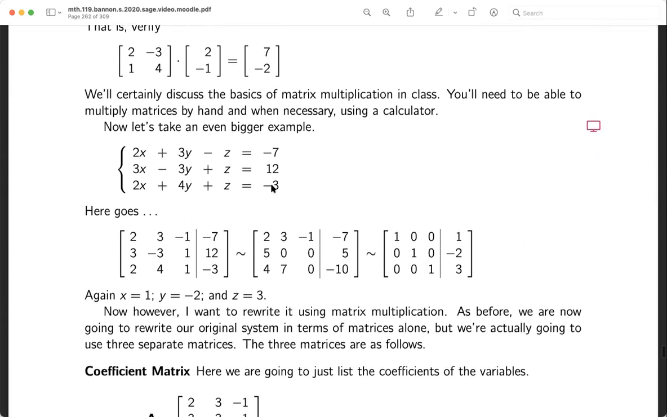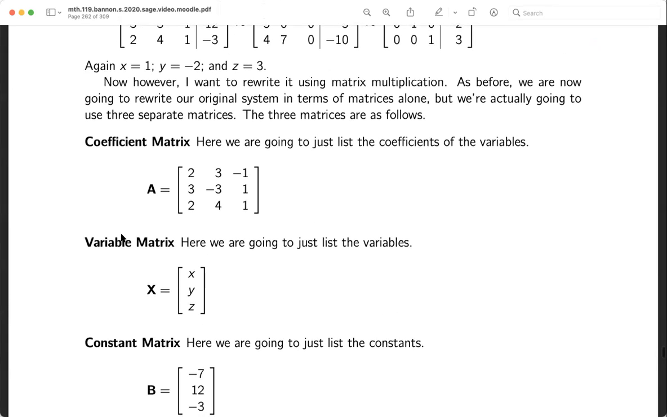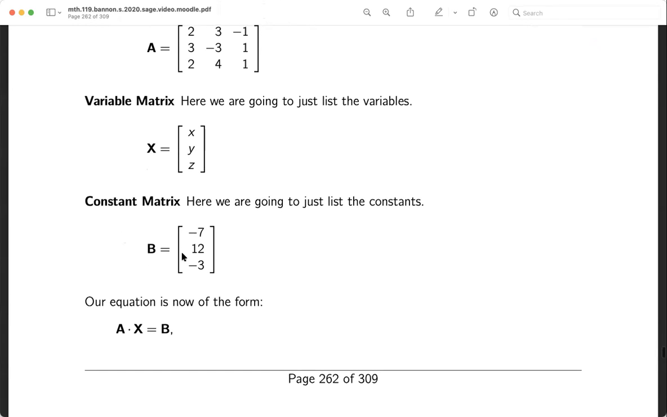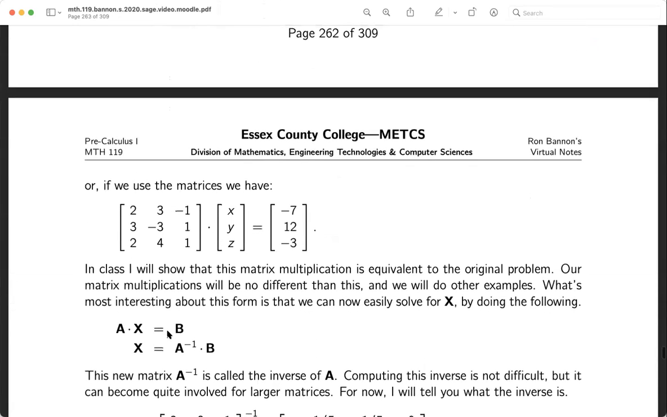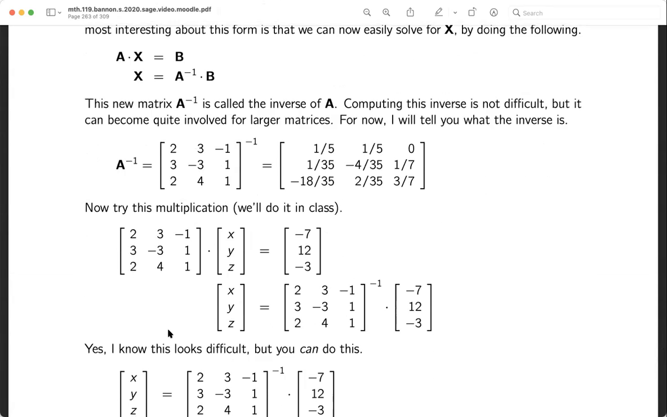Right. So we talk about other systems, which get bigger and more nasty. I do like this reduced row echelon form. It's easy for me to do, and I really do like it. But I want to point out, we do need to learn something different. What are we going to learn? Coefficient matrix, variable matrix, constant matrix, matrix equation, and then using an inverse to solve that. And we'll go through it. It's going to be nasty, though.